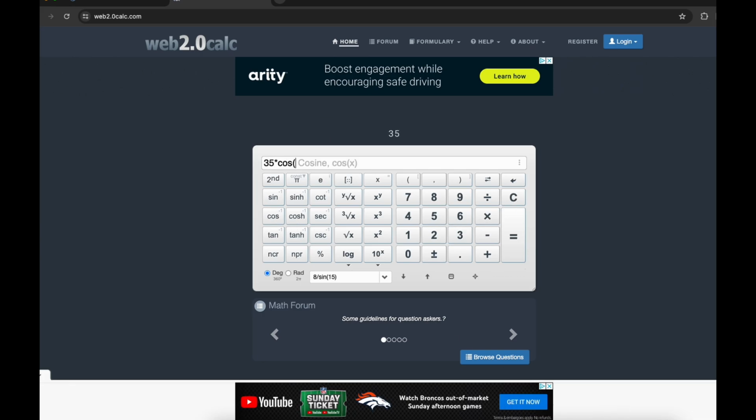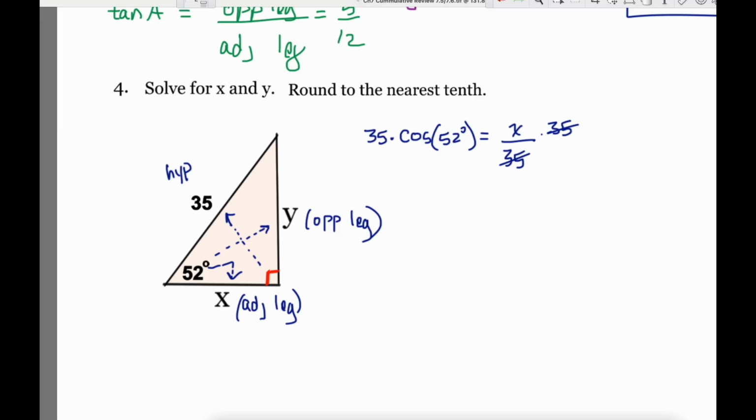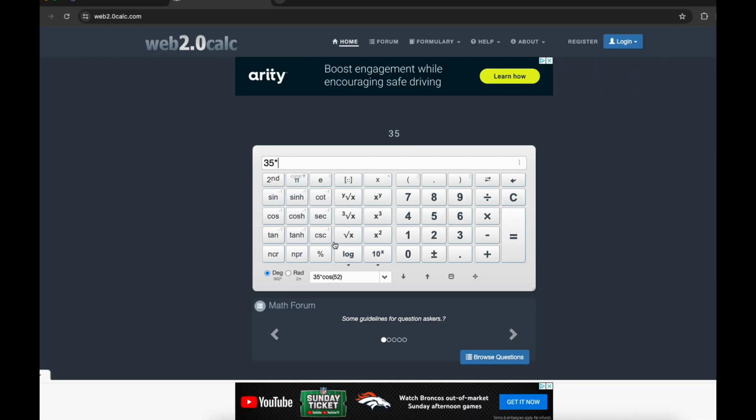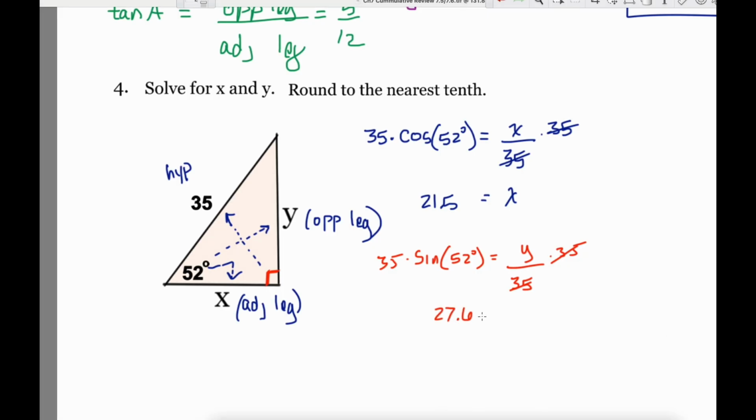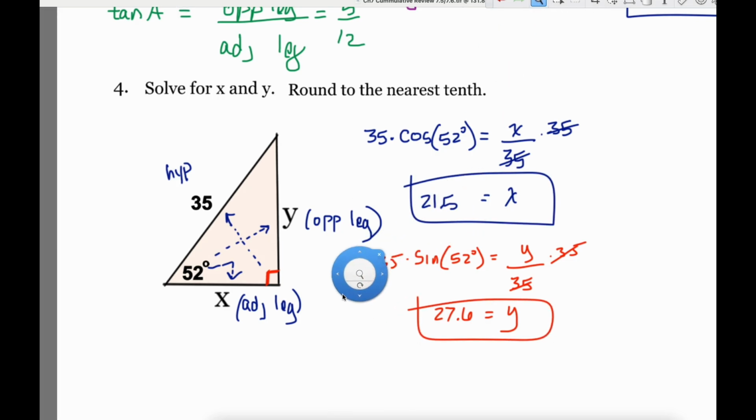Multiply 35 to both sides. Put it into my calculator. I get 21.5. Let's find y. Y is opposite leg, and we know the hypotenuse, so that means we're going to use sine of 52 equals y over 35. We're going to multiply 35 to both sides, put it in our calculator, and we get 27.6. Both of those legs are less than 35.